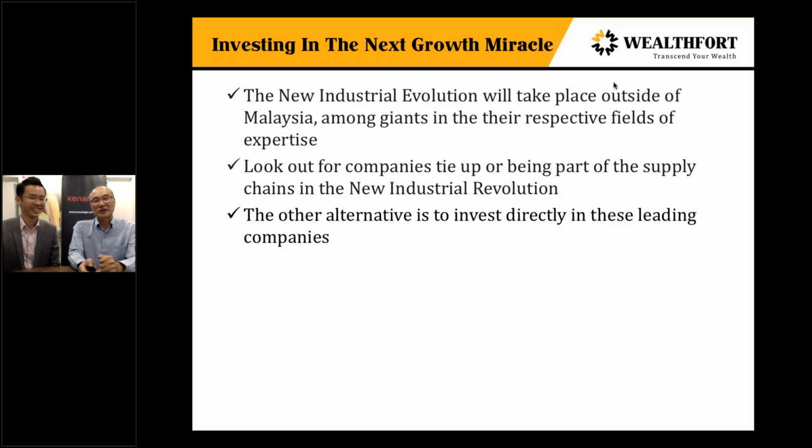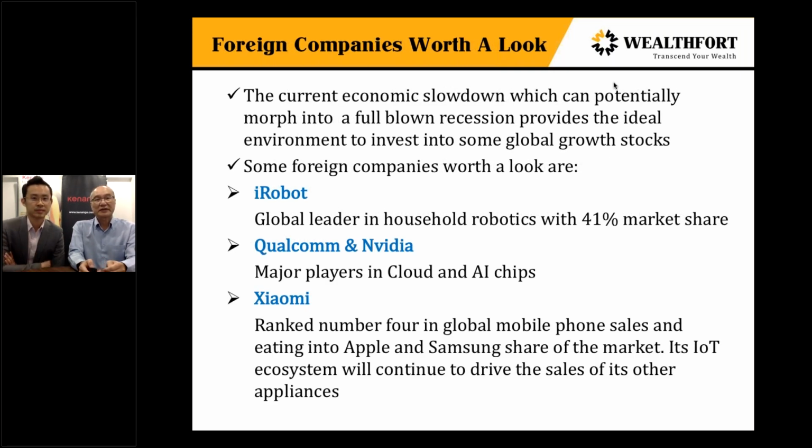So look out for companies tied up with or being part of the supply chain in the new industrial revolution. Now, the other alternative is to invest directly in these leading foreign companies, which is worth a look. The current economic slowdown, which can potentially morph into a full-blown recession, provides an ideal environment to invest in some global growth stocks. That doesn't mean that as soon as this webinar is over, you start doing your research and want to invest, because the economic slowdown is very real. Global PMI is already in contraction. The world is printing even more money, supporting even bigger debt, which will not push the economy better, but push the economy to become even more indebted, and those are not good signs.